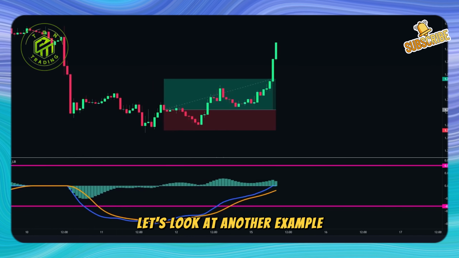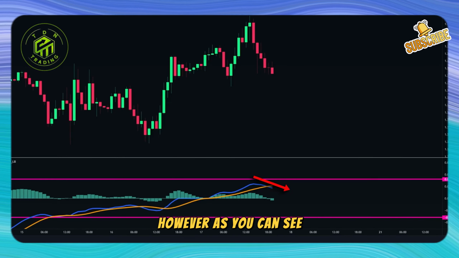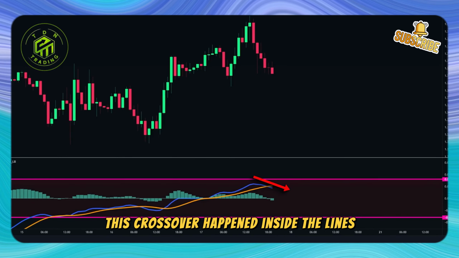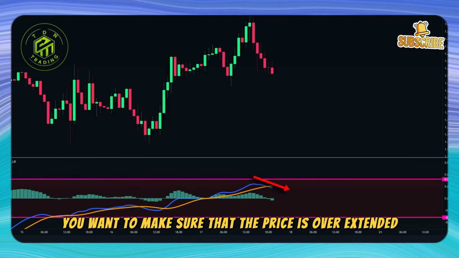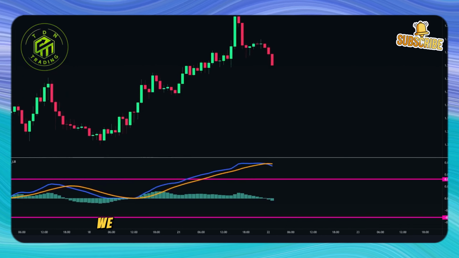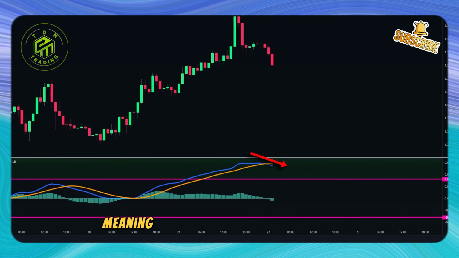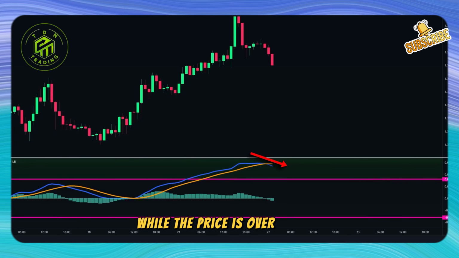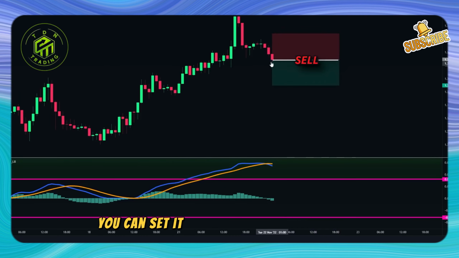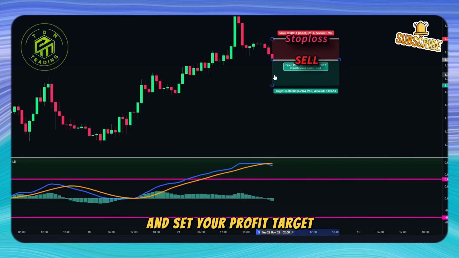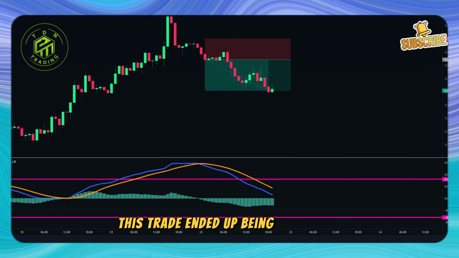Let's look at another example. Here, we spotted a crossover downwards on the impulse MACD. However, as you can see, this crossover happened inside the lines, meaning this signal will be ignored, because again, you want to make sure that the price is overextended. Next, we spotted another crossover downwards, but this time it happened above the overbought line, meaning there's a downwards momentum while the price is overbought, and so this will be a valid sell signal. Now for your stop loss, you can set it at the nearest support level and set your profit target at 1.5 times your stop loss. And as you can see, this trade ended up being profitable.